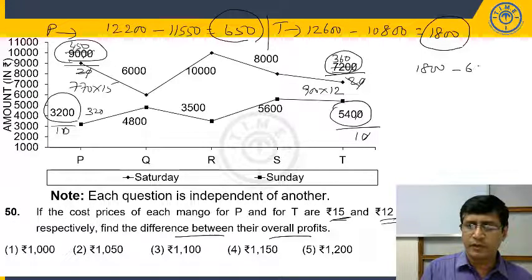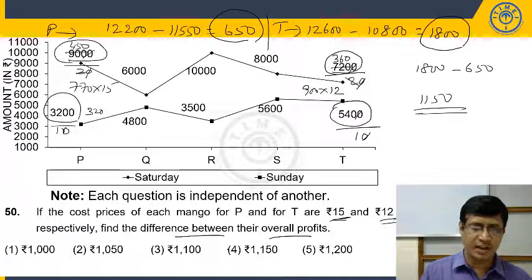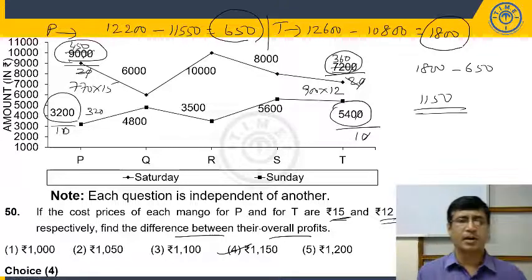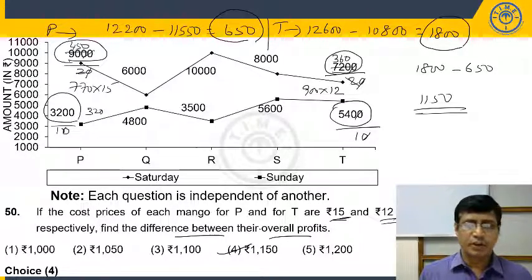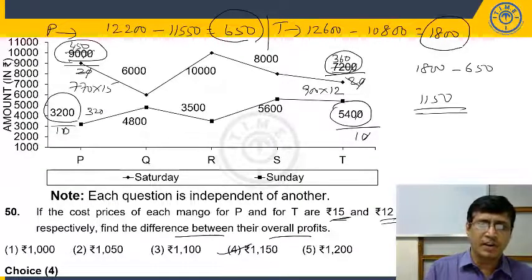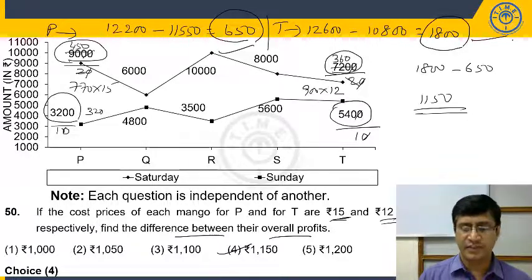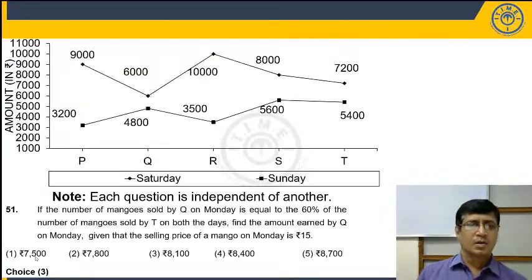So 650, when you subtract it from this, the result is 1150. Right choice, option number 4. The fourth choice is the answer for this example. Okay, so what is being asked here? The difference between their overall profits. P's overall profit is 650 and T's overall profit is 1800. The difference of these two is the answer.